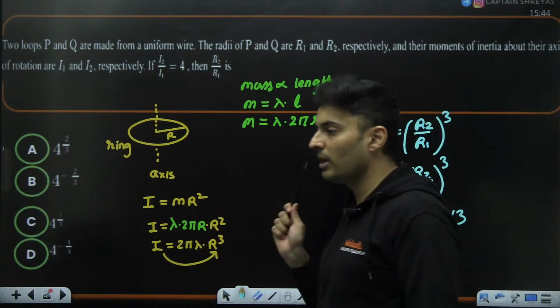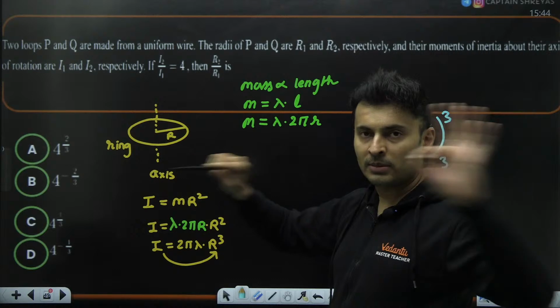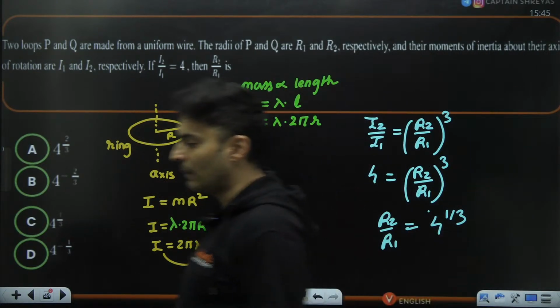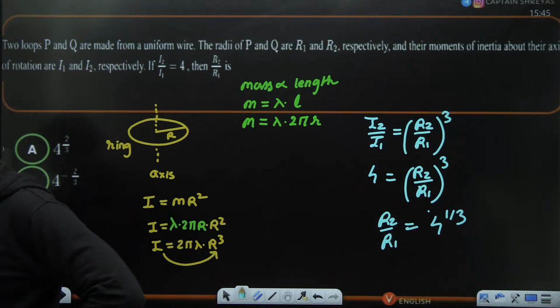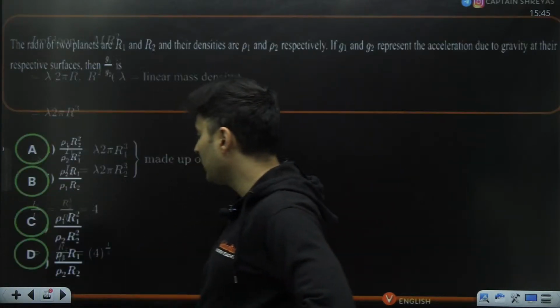So the masses will be different. That was the catch in this problem because it's made from the same uniform wire. So mass per unit length will be constant, which is lambda. Yeah, you can assume the mass per unit length to be lambda. Is that okay? Let's go ahead to the next question.